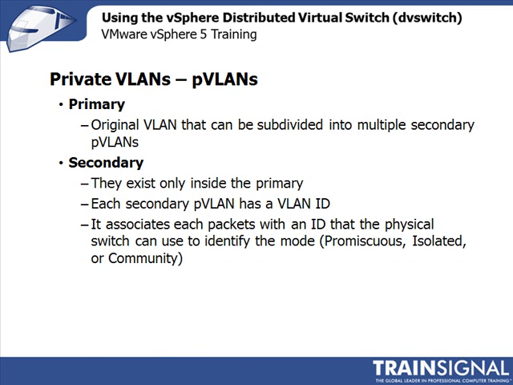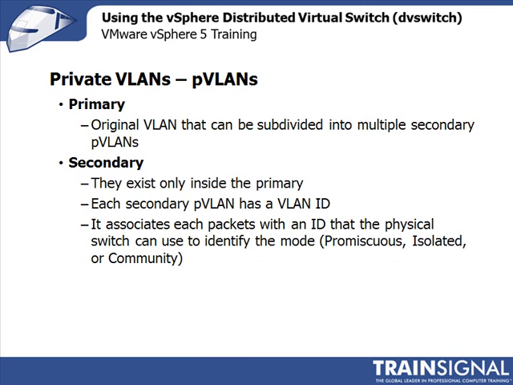Now, the way you create a private VLAN is you take an existing VLAN, the way it is. That's otherwise known as the primary VLAN. It's the original VLAN. That original VLAN can have multiple secondary VLANs. What happens with secondary VLANs is you get a VLAN ID from the primary VLAN, and then you get a subset of that VLAN ID.